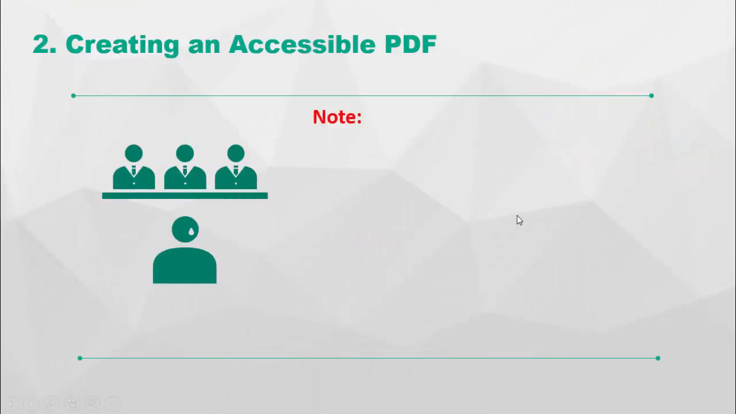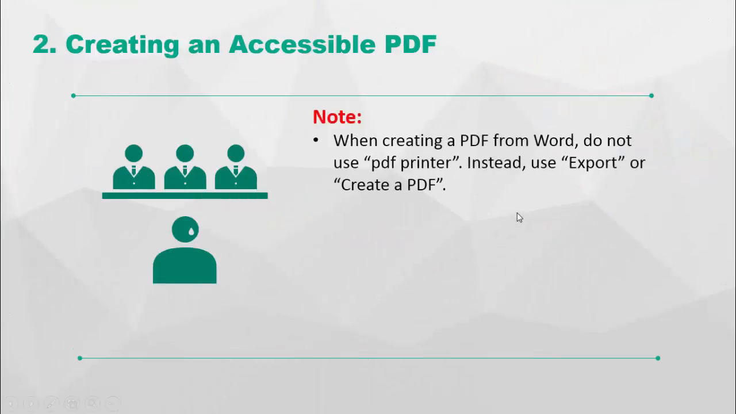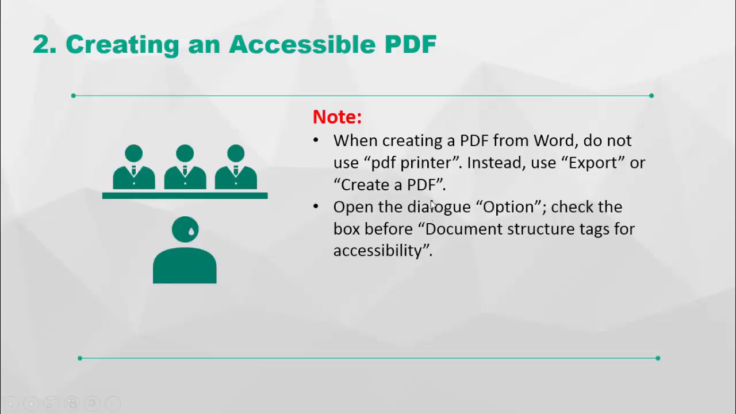Next, I want to remind you, if you are creating a PDF from Word, do not use PDF printer because it will lose the structure, the outlines in the document. Instead, use export or create a PDF and check the box: Document structure tags for accessibility should be saved.